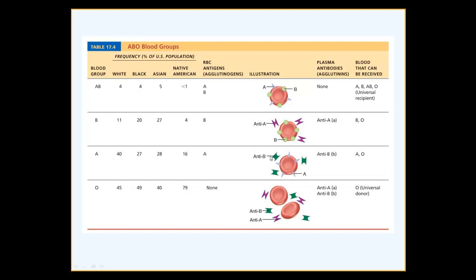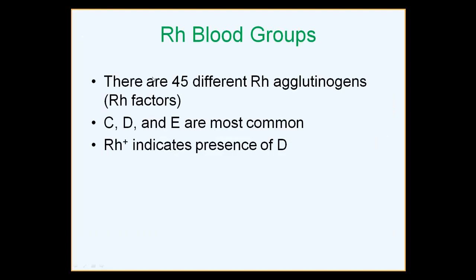So here's another table that will summarize what we talked about with the blood types. That gets us to the rhesus factor. The interesting part about the RH group is the fact that you don't have prior immunity against RH, even if you are RH negative.